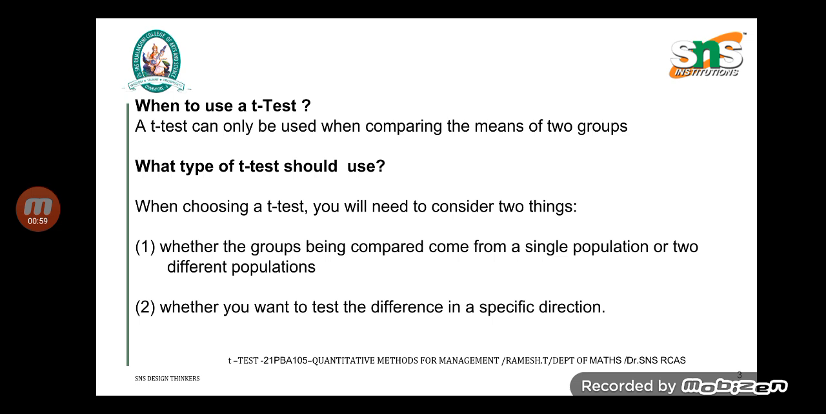When do we use a t-test? A t-test can only be used when comparing the means of two groups. What type of t-test should we use? When choosing a t-test, you need to consider two things. One is whether the groups being compared come from a single population or different populations. The second is whether you want to test the difference in a specific direction.